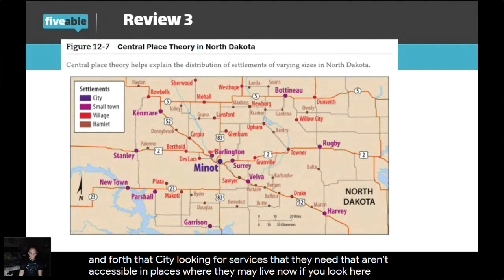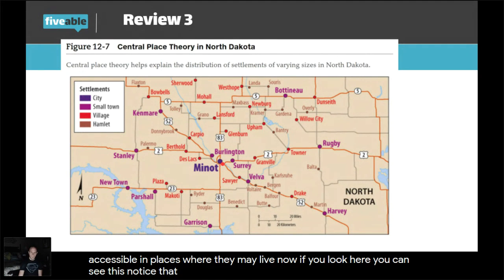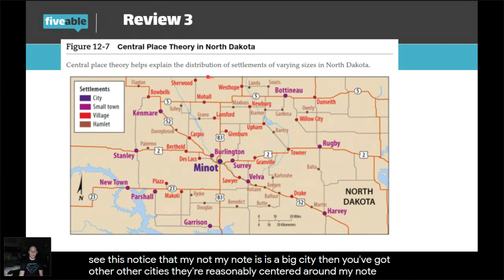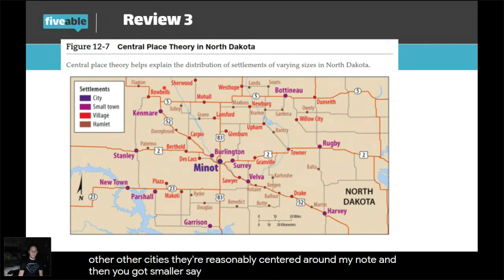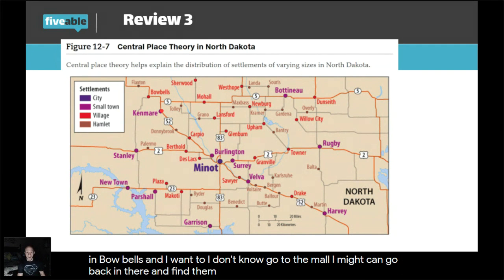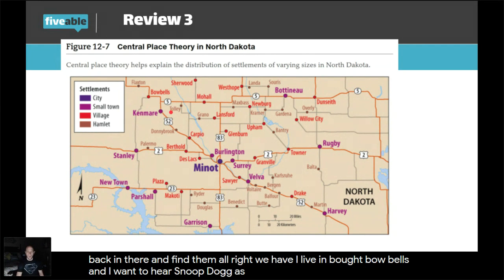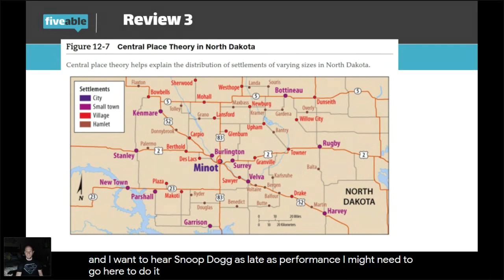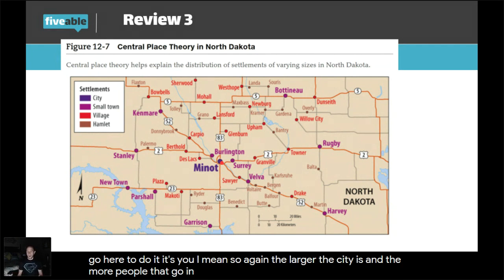Now, if you look here, you can see this. Notice that Minot is a big city. Then you've got other smaller cities that are reasonably centered around Minot. And then you got smaller cities as well. So if I live in Bowbells here, and I want to, I don't know, go to the mall, I can go to Kinnair and find a mall, right? But if I live in Bowbells and I want to hear Snoop Dogg at his latest performance, I might need to go here to do it. You see what I mean? So again, the larger the city is and the more people that go and interact there, the more specialized the services are going to be.